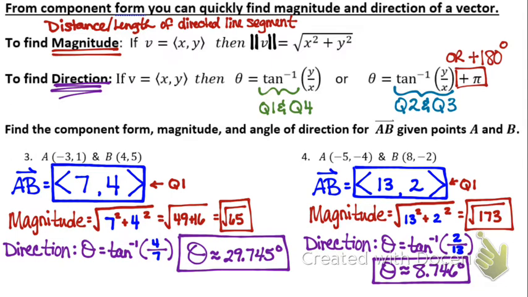Do you guys have any questions for me about this? Component form takes my vector and moves it into standard position. And then from standard position, I can determine the length of the line segment, that's its magnitude, and I can determine its direction as an angle. All right, flip over to the next page.